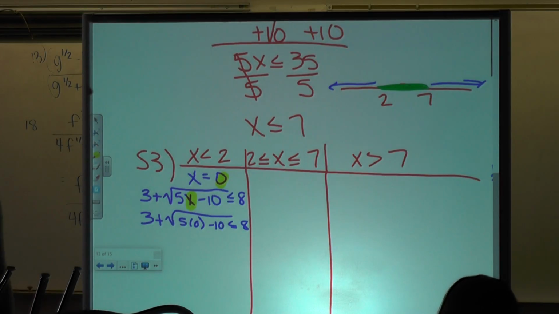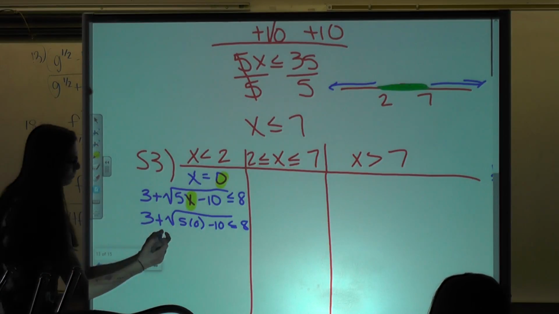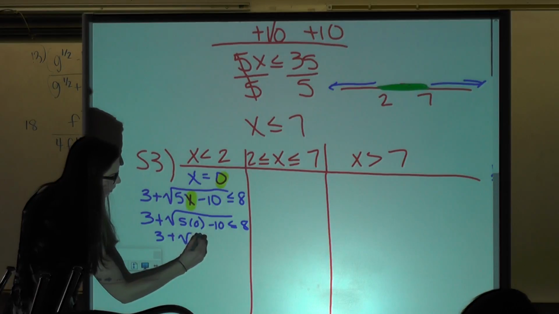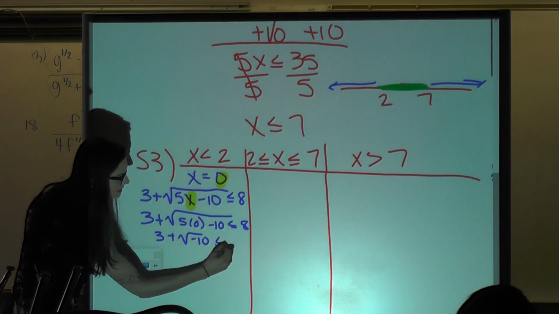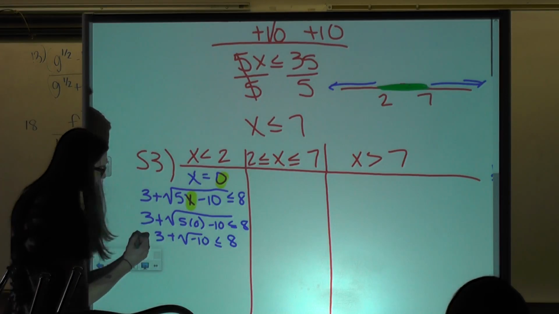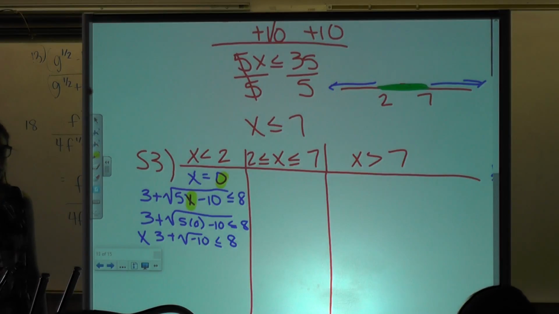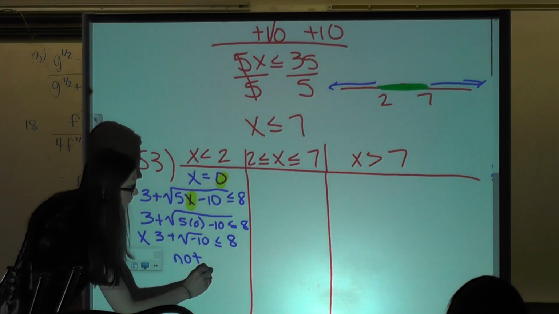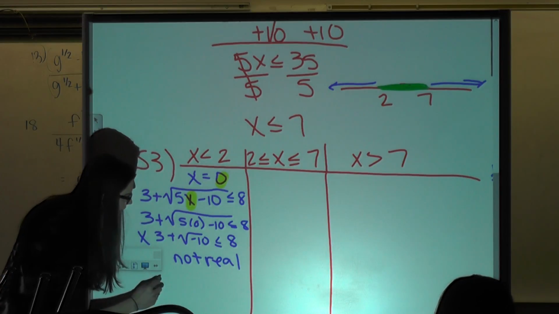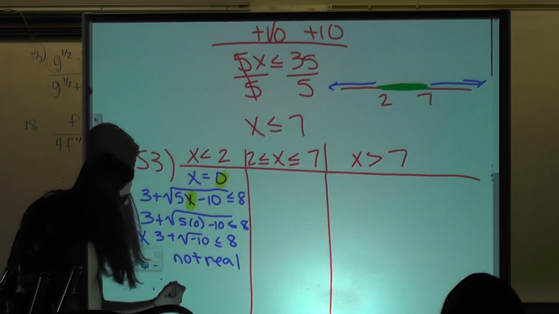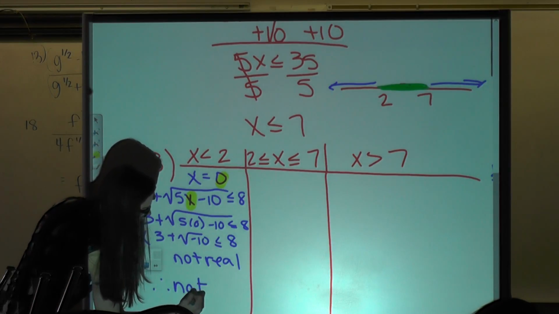If you type that in, you'll get 3 plus the square root of negative 10 is less than or equal to 8. And can you take the square root of a negative number? No. So this will not work. This is not real. Therefore, those 3 dots means therefore, not satisfied.